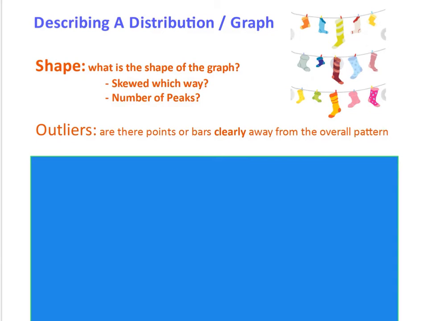Then we want to talk about outliers. Are there any points or bars clearly away from the overall pattern? Are there any numbers that are just way far away from everything else that would be considered an outlier? We are going to have a rule to come regarding an outlier. So that says rule to come because there will be one in the next few days.